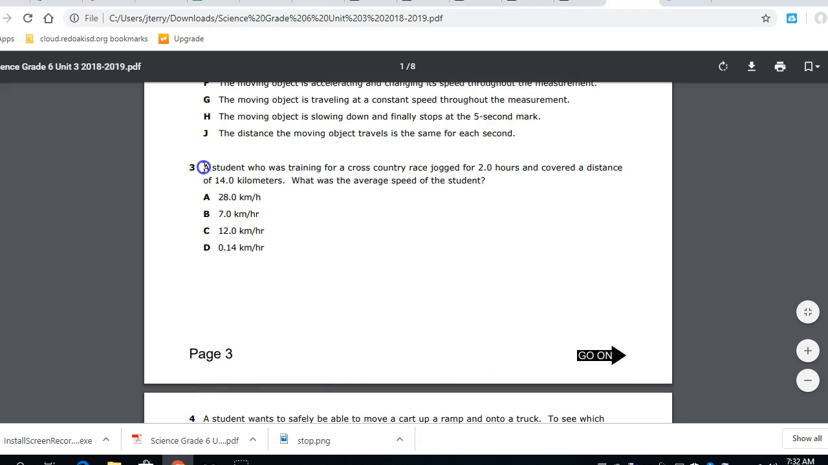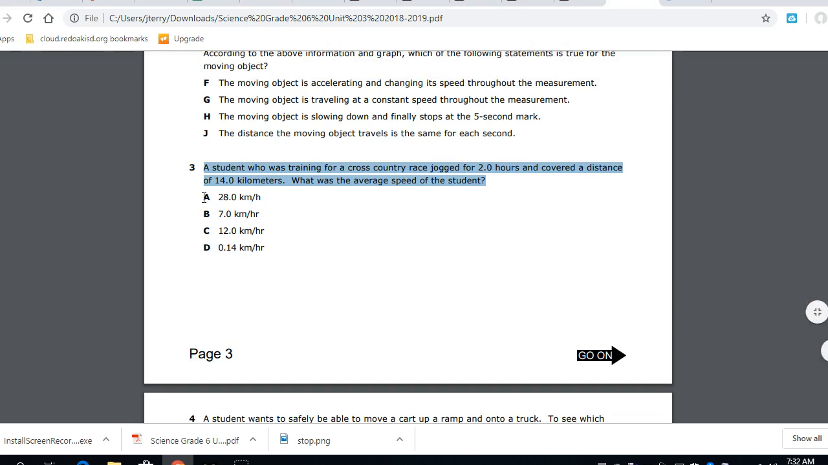Number 3, a student who was training for a cross-country race jogged for 2 hours, 2.0 hours, and covered a distance of 14.0 kilometers. What was the average speed of the student? Do not forget your distance formula, your speed formula, which is distance divided by time, please. A, 28.0 kilometers per hour, B, 7.0 kilometers per hour, C, 12 kilometers per hour, or D, 0.14 kilometers per hour.